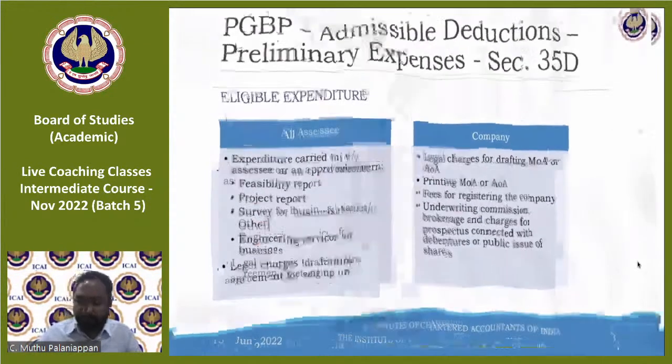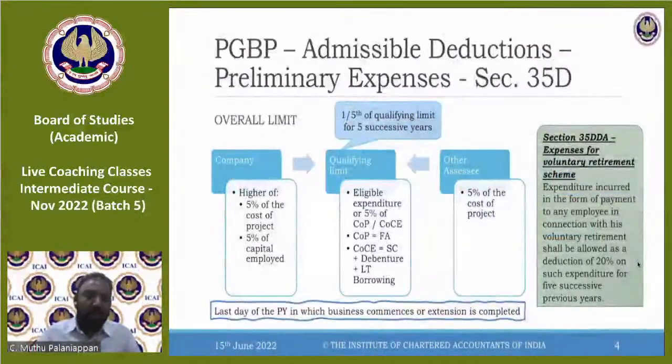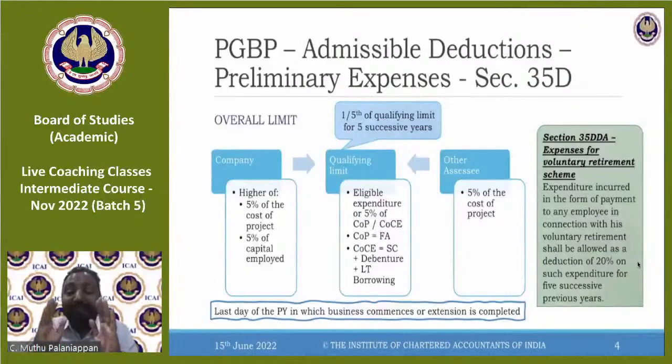Now, after this eligible expenditure, one thing we need to understand is that it is claimed over a period of 5 years. But the entire eligible expenditure is not allowed. Whatever eligible expenditure we are talking about has a restriction, a limit, called the qualifying limit. So the entire expenditure is not just allowed like that. It has a limit. So what is that limit?